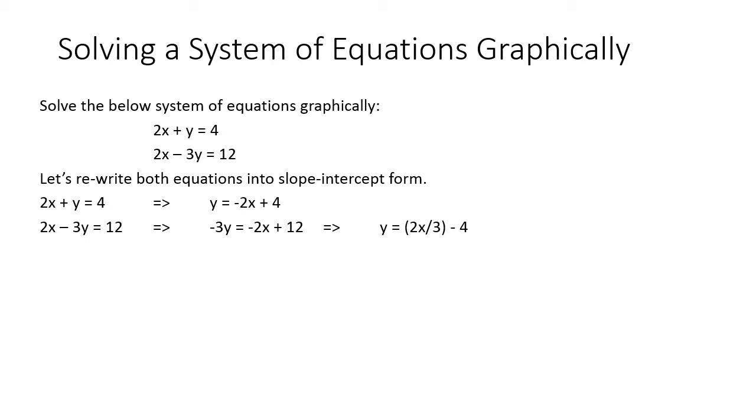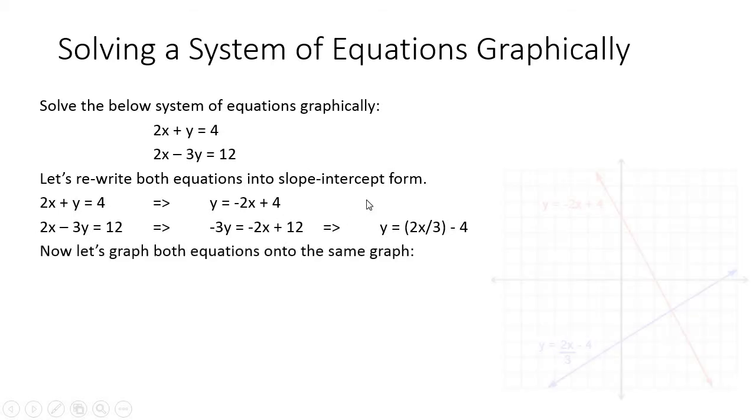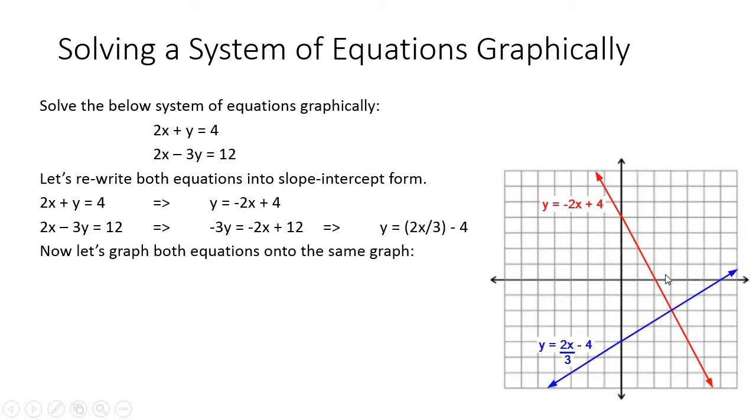So now we have both of those equations rewritten into slope-intercept form. Now we can graph both of these easily onto the same graph. And then the main point of this lesson is to show how you get a solution now. The solution is going to be your intersection point.